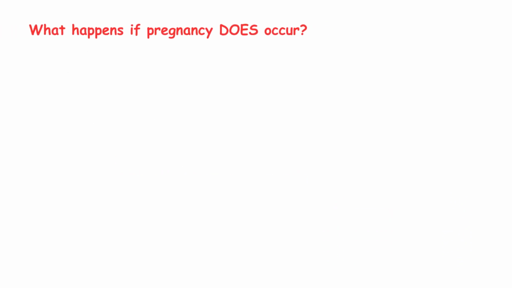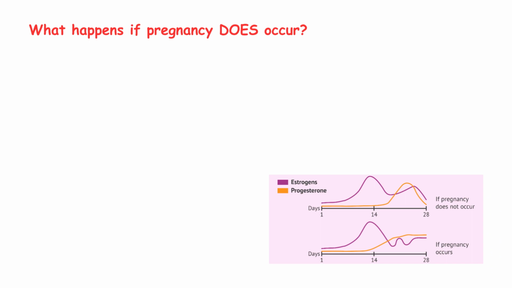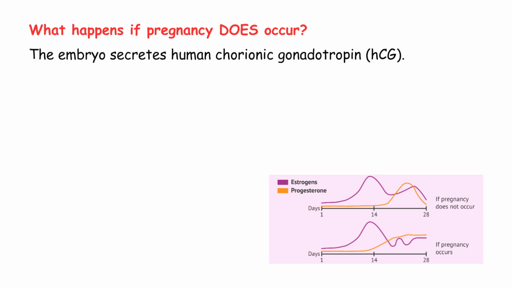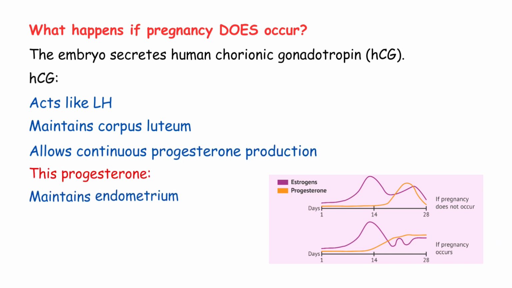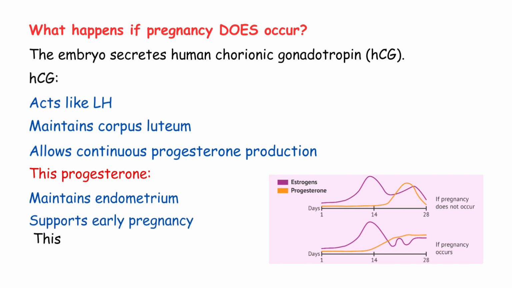What happens if pregnancy does occur? The embryo secretes human chorionic gonadotropin, HCG. HCG acts like LH, maintains the corpus luteum, and allows continuous progesterone production. This progesterone maintains the endometrium and supports early pregnancy. This is called luteal rescue.